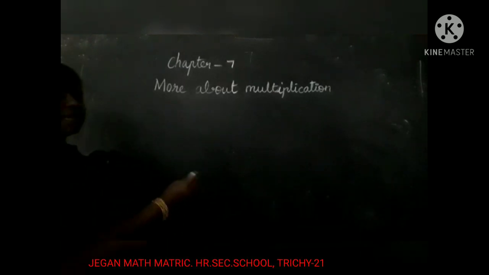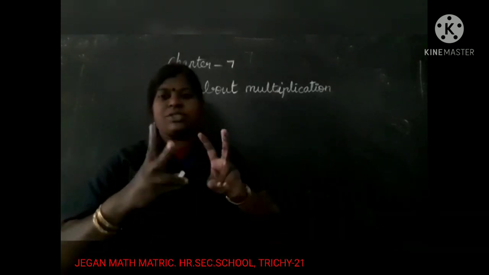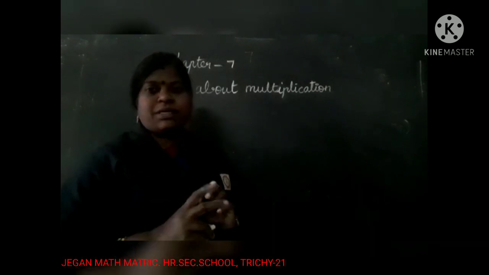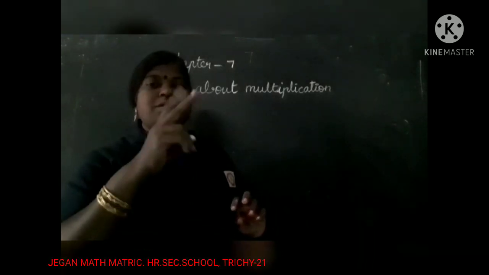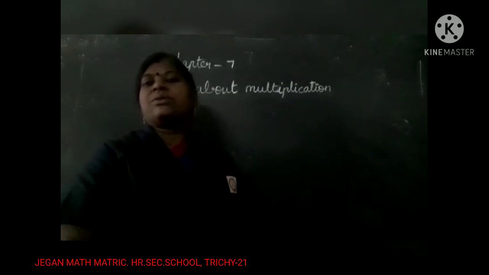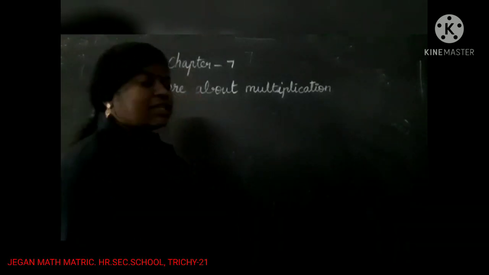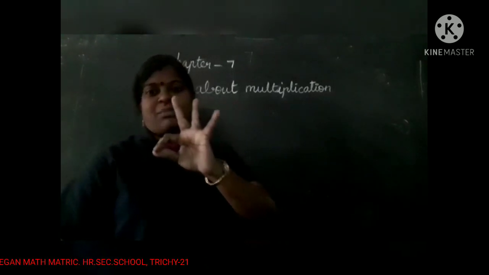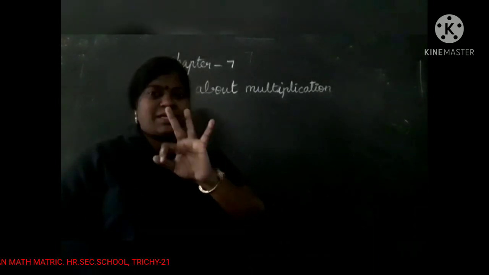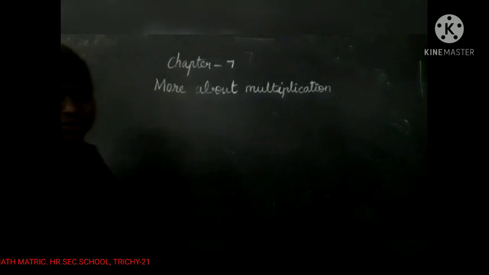In the last class, you learned multiplication with two-digit numbers. Today, you are going to learn multiplication with three-digit numbers. 1, 2, 3, three digits. Okay? I write it here.